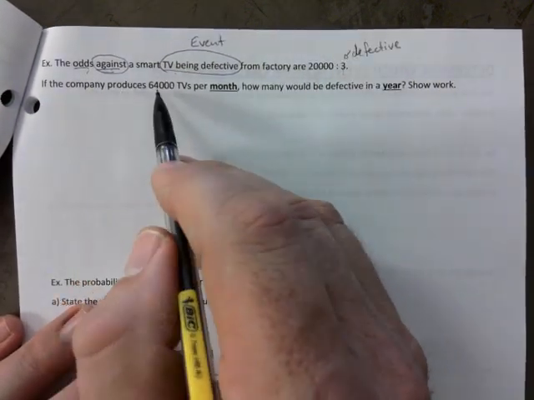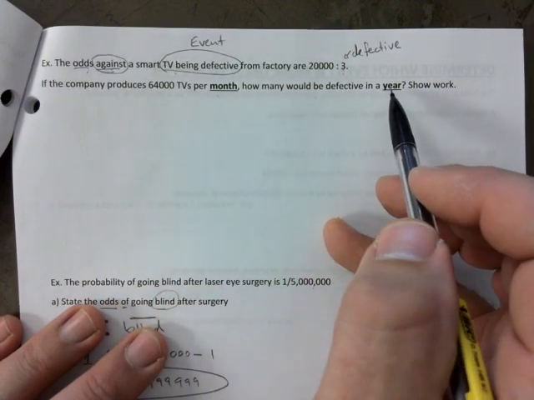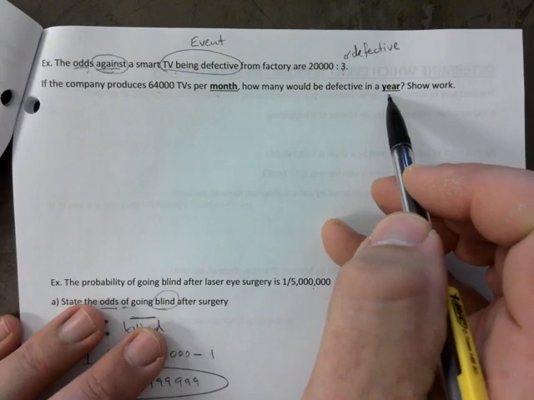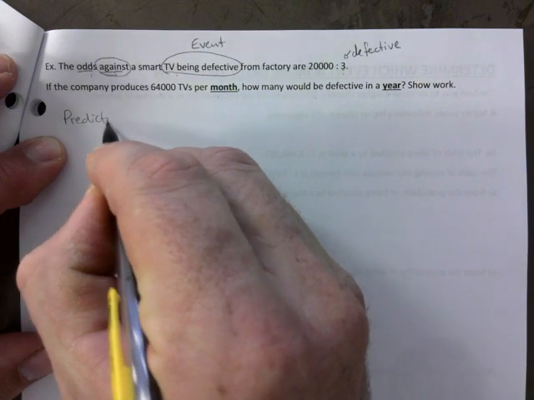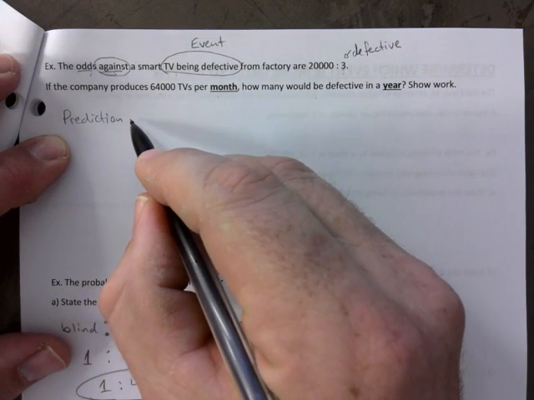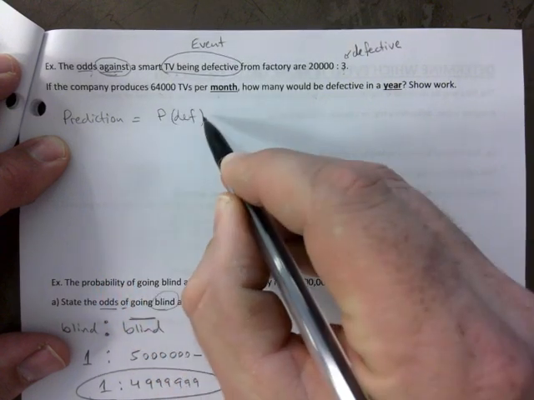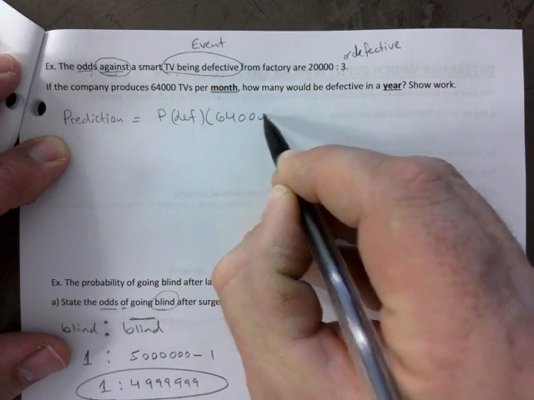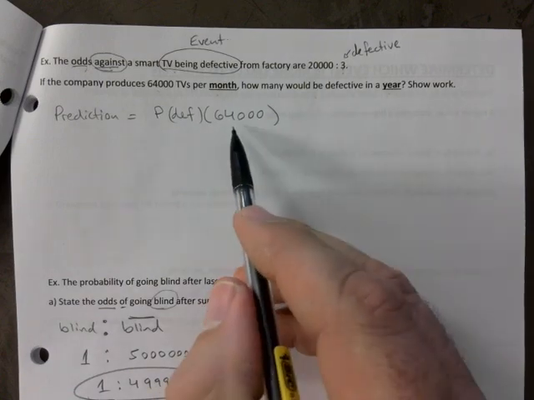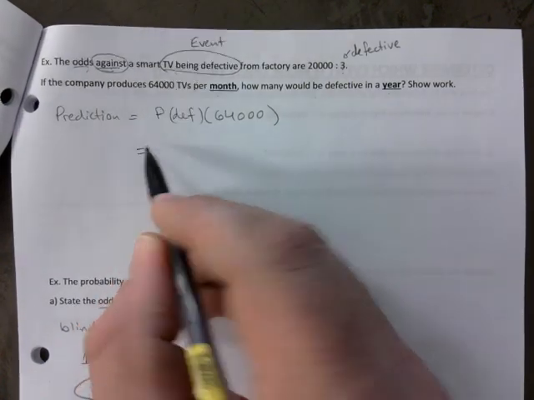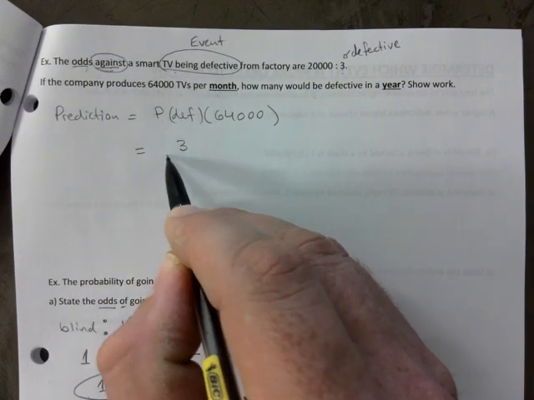So if the company produces 64,000 TVs per month, how many would be defective in a year? Show your work. Well, we're going to say prediction. We would say probability of defective times 64,000. If we knew the probability of a TV being defective, we just multiply it by 64,000. So let's go ahead and do that. What's the probability of a defective TV? 3 over.